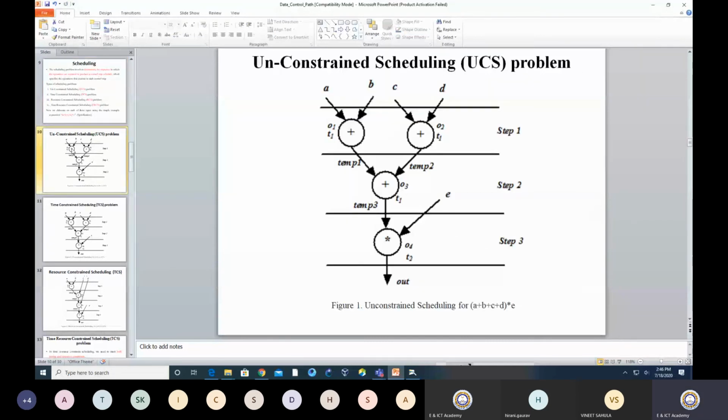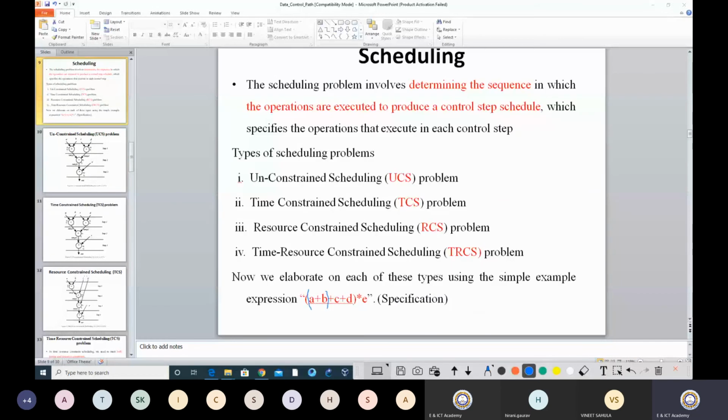So for scheduling, probably I can have a scheduling of an unconstrained type like this, for this expression. Now again I will look for some sort of initial level optimization. So for this expression I will pick a plus b and c plus d separately. These two I can do in parallel, and then whatever the output is, I will add.